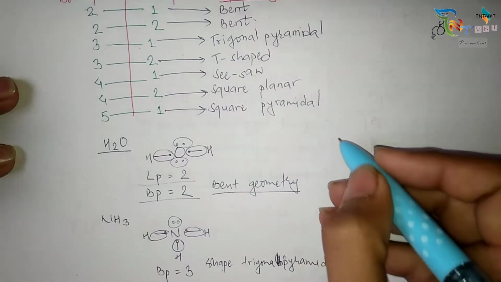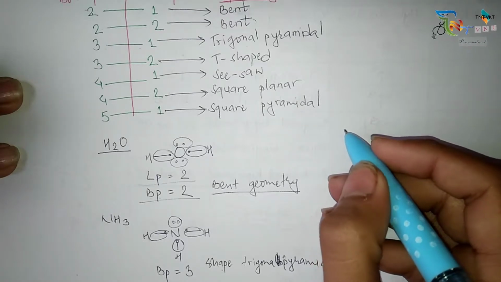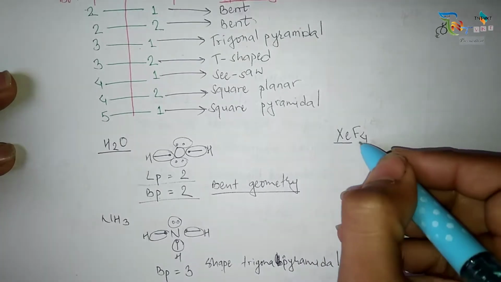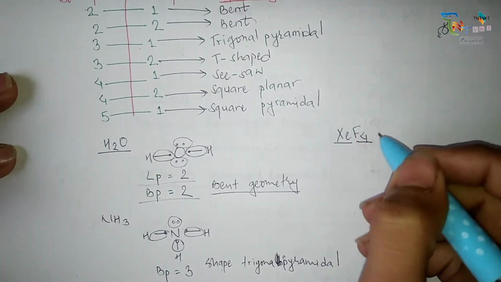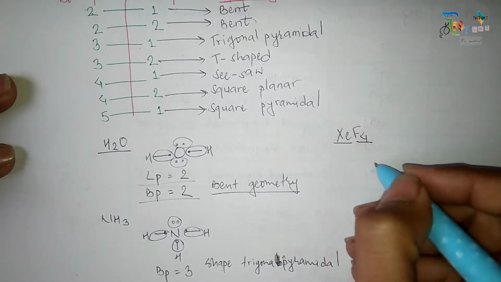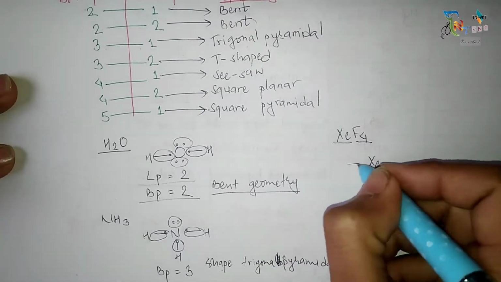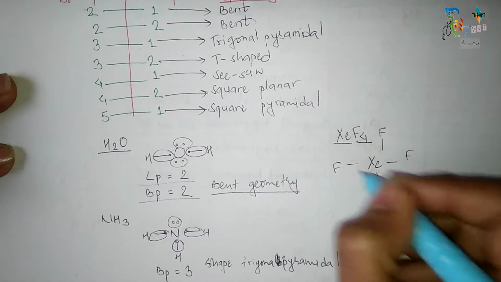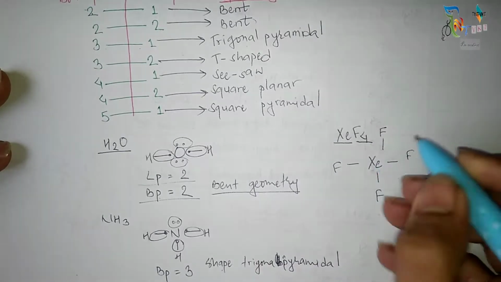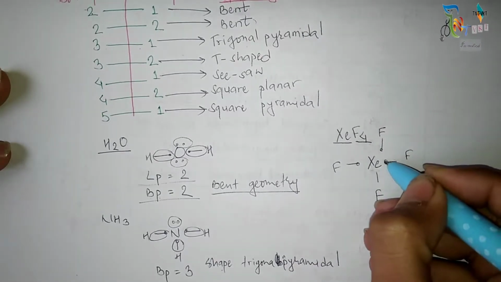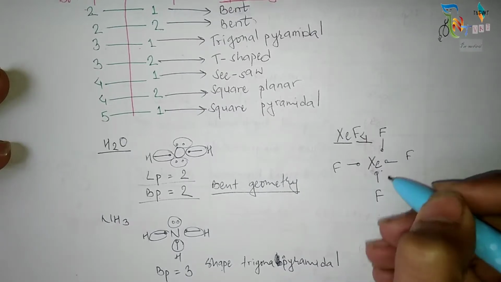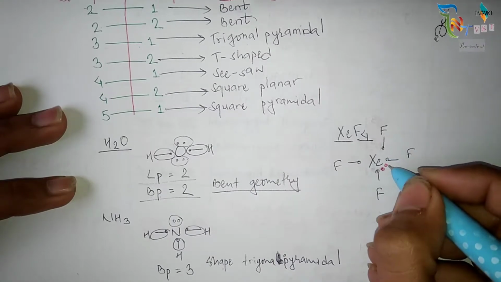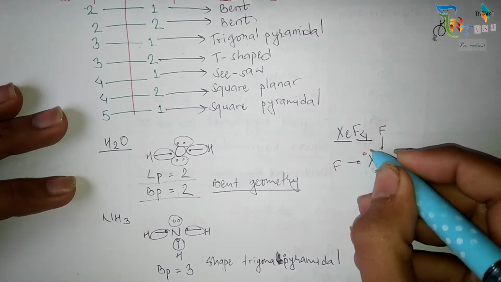Now let's discuss a bit more difficult one, XeF4. We know xenon is a noble gas and fluorine needs one more electron to complete its octet. So xenon, with four fluorines. Xenon has 8 electrons: 1 2 3 4 5 6 7 8.